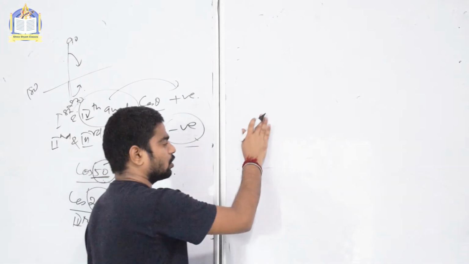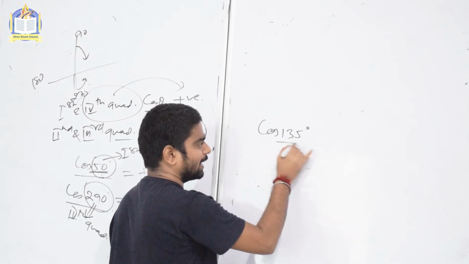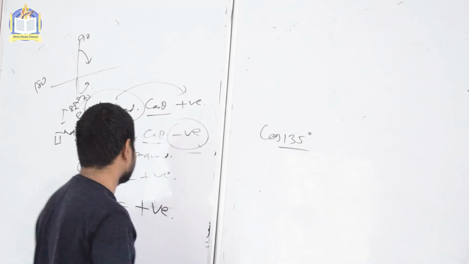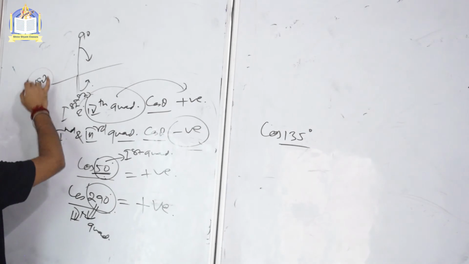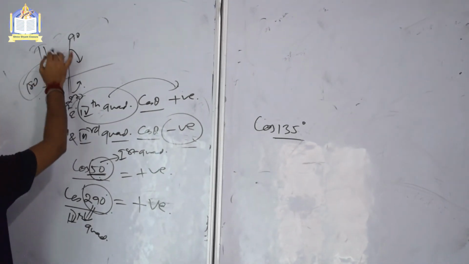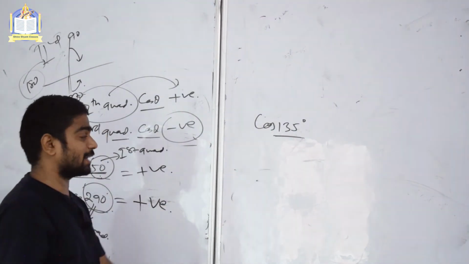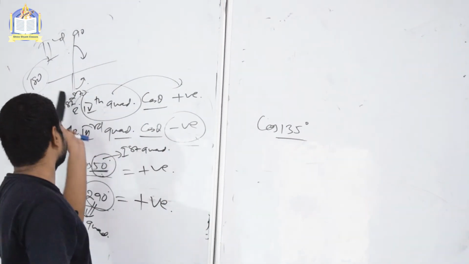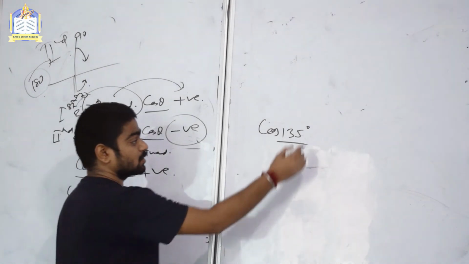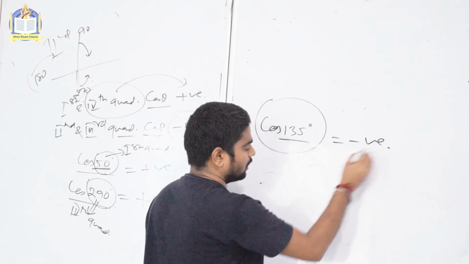Now let's go to cos 135 degree. This 135 degree lies in the second quadrant. Here we see this is 180 degree, so definitely 135 lies in the second quadrant, and in the second quadrant the value of cos theta is negative, so the value of cos 135 degree will be definitely negative, right?